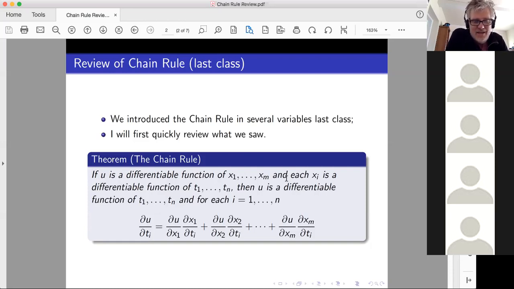So del u del ti is del u del x1, del x1 del ti, plus, and so on and so forth, right up to the last variable xm, del u del xm, del xm del ti.